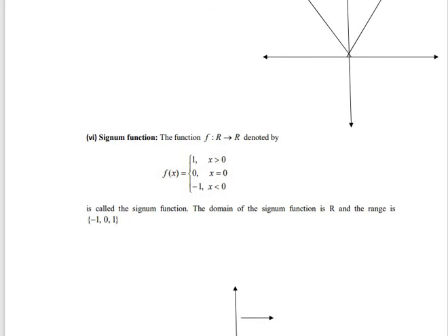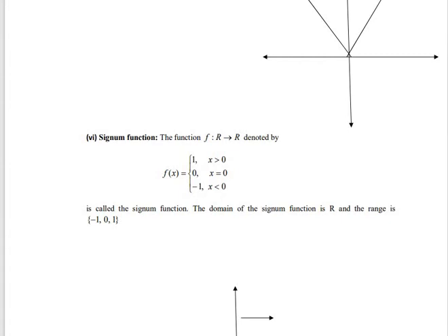Similarly, in the second condition, it is given that f of x is equal to 0 when x is equal to 0. That means for that particular point, when x is 0, your f of x is also 0. Or you can say when you choose x equal to 0, you will get y as 0. And the last one, f of x is equal to minus 1 when x is less than 0. That means for every negative number, you will get f of x equal to minus 1. For example, if you choose x equal to minus 10, then f of minus 10 is minus 1.